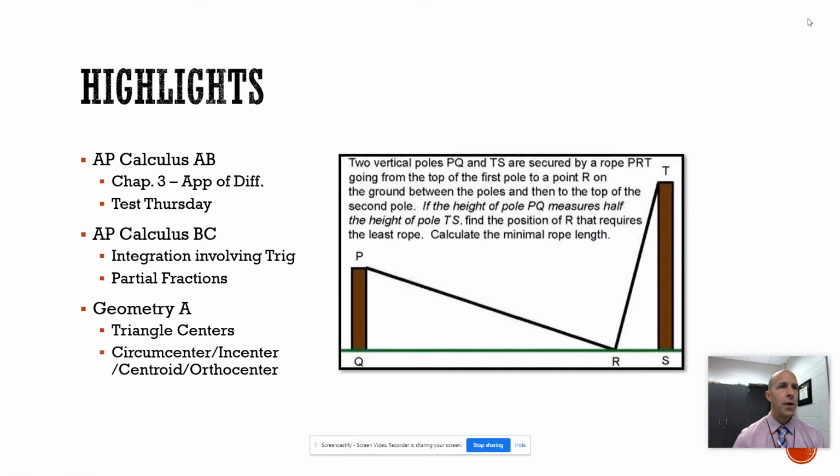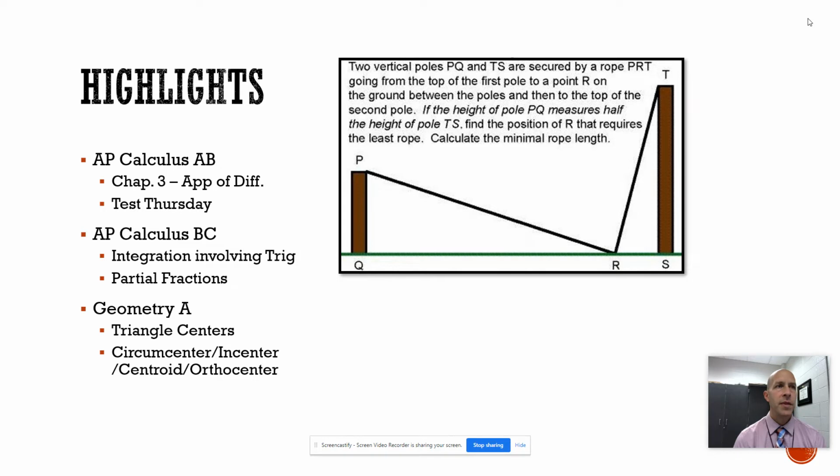In Calculus AB, we have been looking at optimization problems in Chapter 3. In fact, we finished Chapter 3 last week, so we've been kind of reviewing this week. So here's an example of an optimization problem, basically trying to minimize the length of a rope between two poles. Big news in Calc AB is we have our Chapter 3 test on Thursday. So it'll be an AP style test.